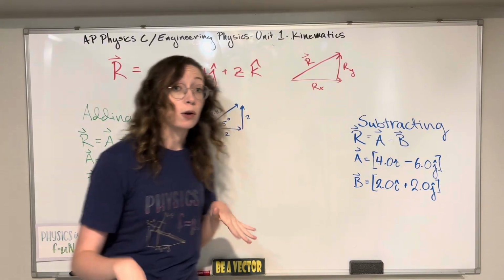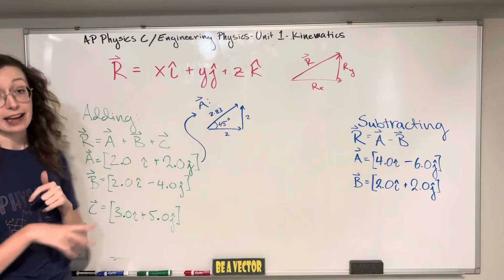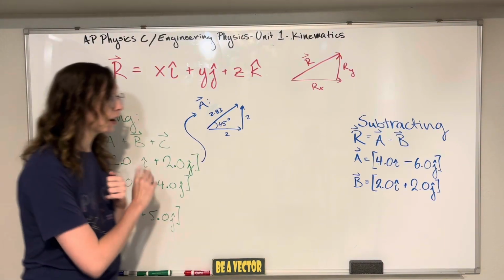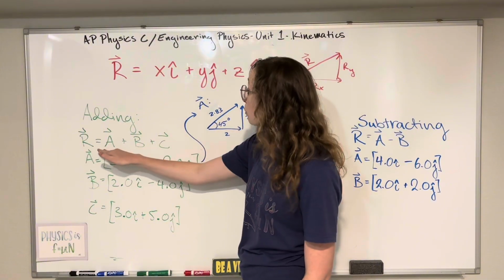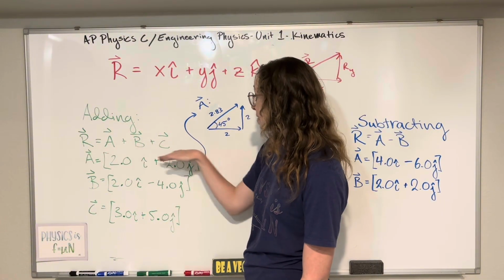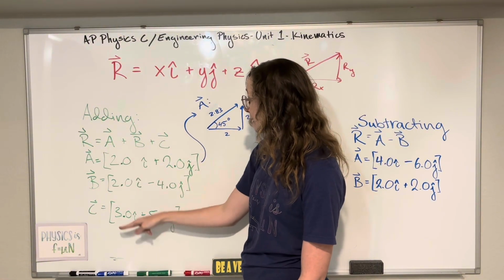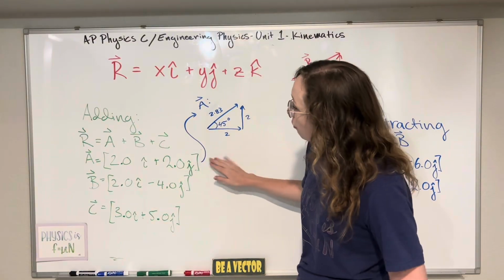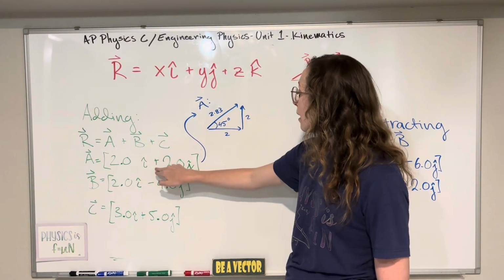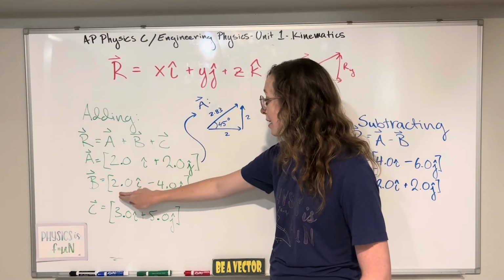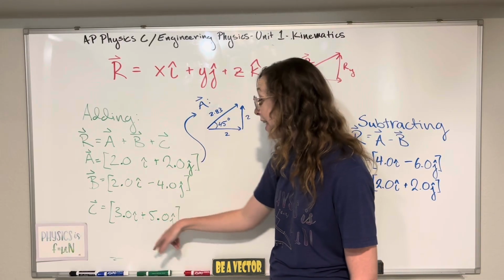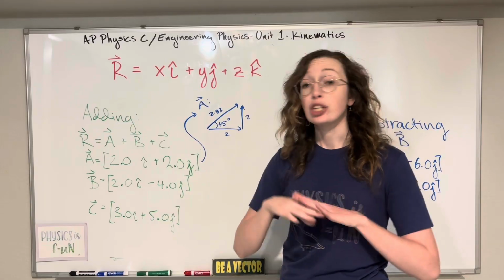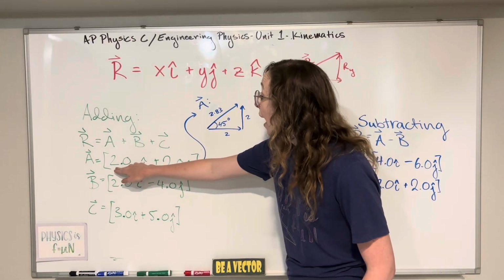So for example, if we were asked to add a couple of these vectors, like we are here in green, if we're asked to find vector r that's equal to the sum of vectors a, b, and c, with vectors a, b, and c being this. So vector a is 2i hat plus 2j hat, vector b is 2i hat minus 4j hat, and vector c is 3i hat plus 5j hat. Just a quick little review.